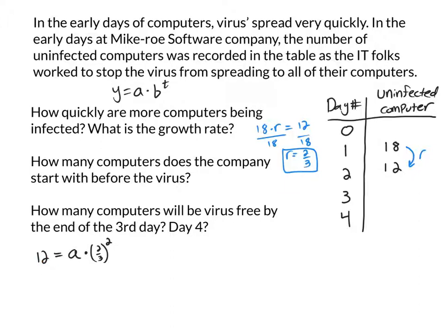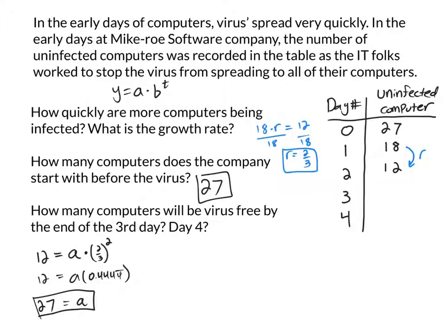12 equals A times 0.4444 repeating. To solve for A, we divide by that number, and I think that you know how to do that. A equals 12 divided by 0.444444 is 27. So my starting point is 27. That tells me what happens on day 0. I've just answered this question. 27 is where we start. That's how many computers we start with on day 0 before the virus has any time to spread.